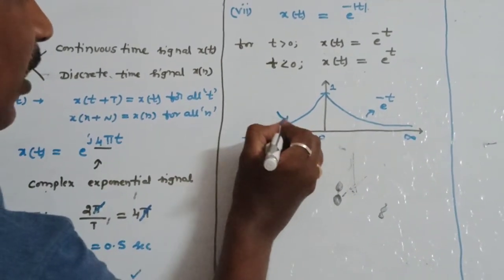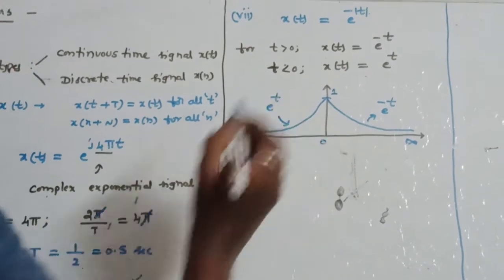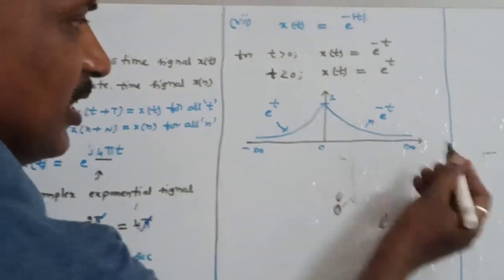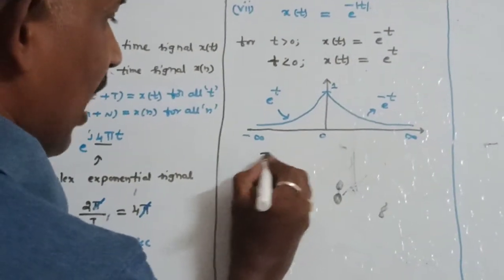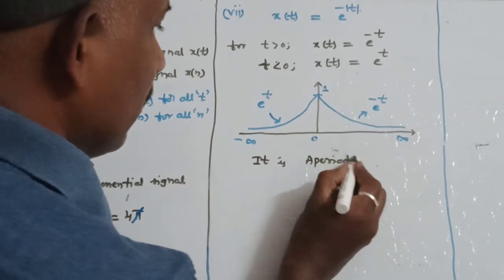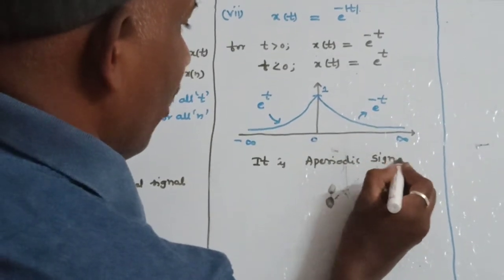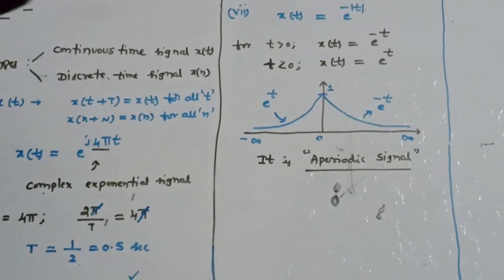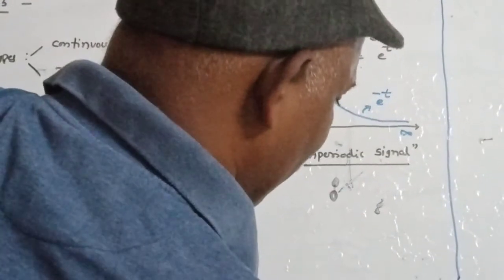Because of the nature of the equation, see whether this is a periodic signal. This is not a periodic signal. Therefore it is an aperiodic signal. It is an aperiodic signal. So let us see the next one.